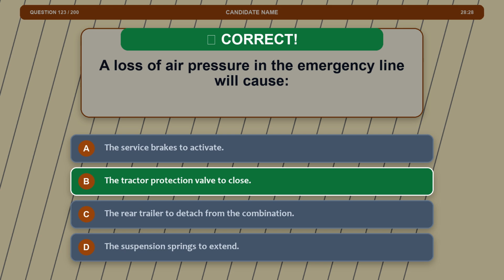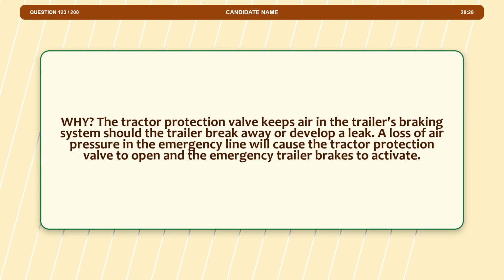The correct answer is option B. The tractor protection valve to close. Explanation. The tractor protection valve keeps air in the trailer's braking system should the trailer break away or develop a leak. A loss of air pressure in the emergency line will cause the tractor protection valve to open and the emergency trailer brakes to activate.